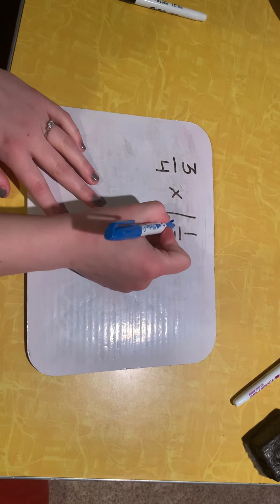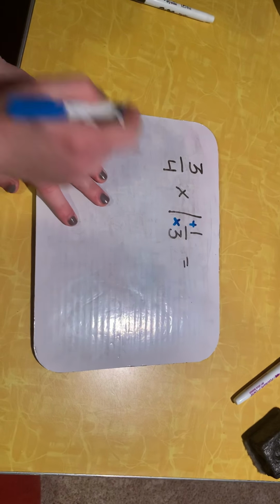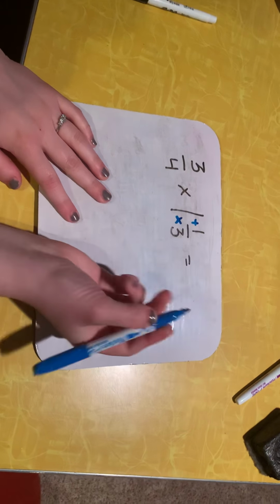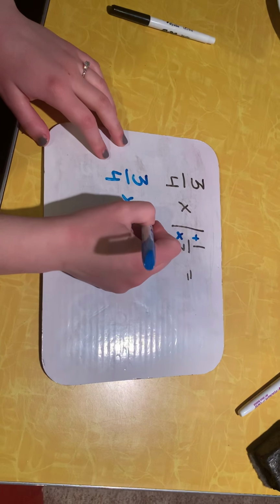So we're going to do 3 times 1, which is going to be 3. We're going to add that numerator. So 3 times 1 is 3, plus 1 is 4. So we get 3/4 times 4/3.